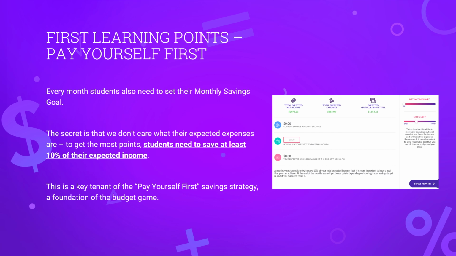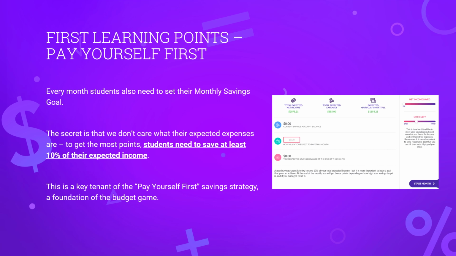The second point, when students start the game, is that they need to set their monthly savings goal right off the bat. The real secret here is that in the Personal Finance Lab budget game, we don't care what their expenses are. If they have very high expenses some month and low income, it doesn't matter. We really try to reinforce the pay yourself first saving strategy. So students who set a savings goal of 10% of their total net income and hit that goal are going to get the most points.